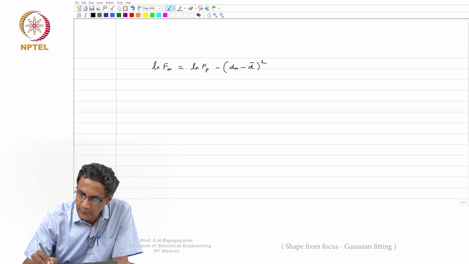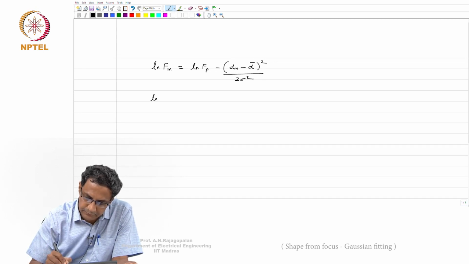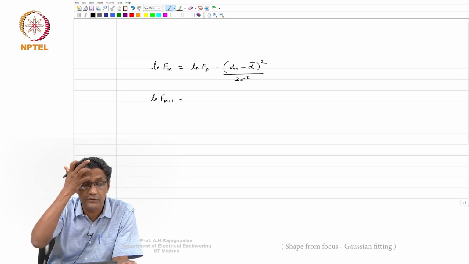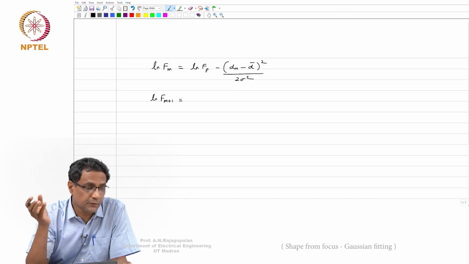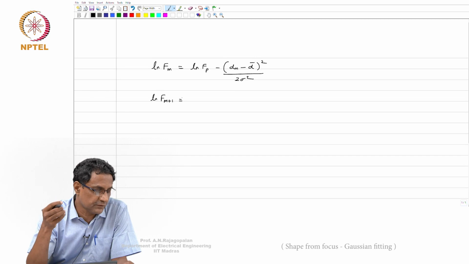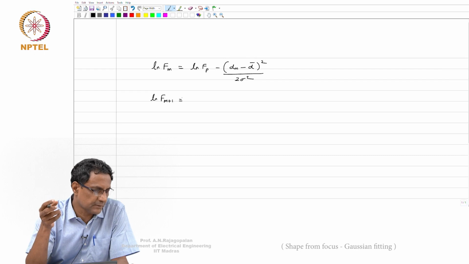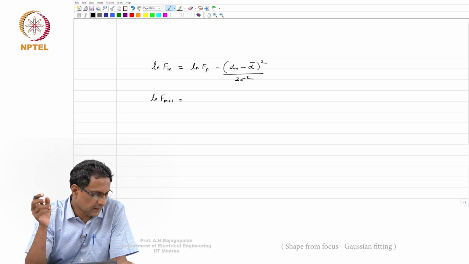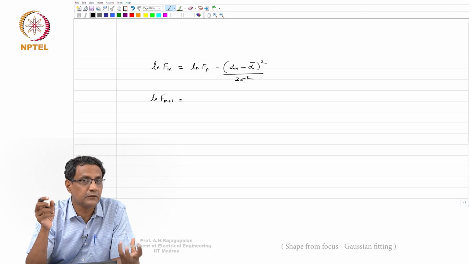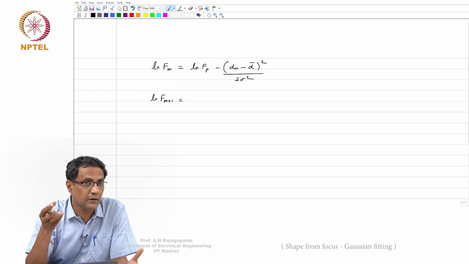D bar whole square by 2 sigma square. Ln of fm plus 1, and doing a Gaussian interpolation, other than the fact that it will give you this d bar, hopefully, which is better than your dm, where you think the maximum is occurring based upon the focus measure, the other thing is that it will also give you a certain level of assurance about the d bar itself. There could be cases where you feel that this d bar that you computed is really not so great, and you might want to bank on something else. Okay, I'll tell you what that means.